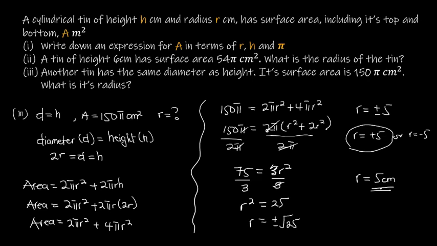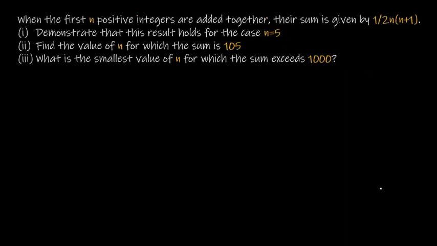All right, let's go ahead and try one last example. Now we have when the first n positive integers were added together, their sum is given by half n into bracket n plus 1. We have to demonstrate that this result holds for the case n is equal to 5, and find the value of n for which the sum is 105. What is the smallest value of n for which the sum exceeds 1,000? All right, so let's go ahead and look at how to answer this particular problem.